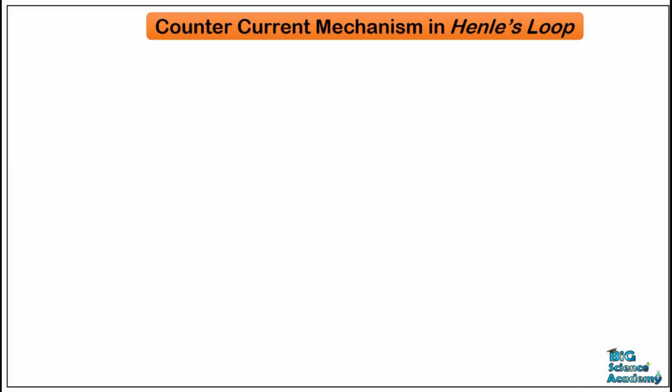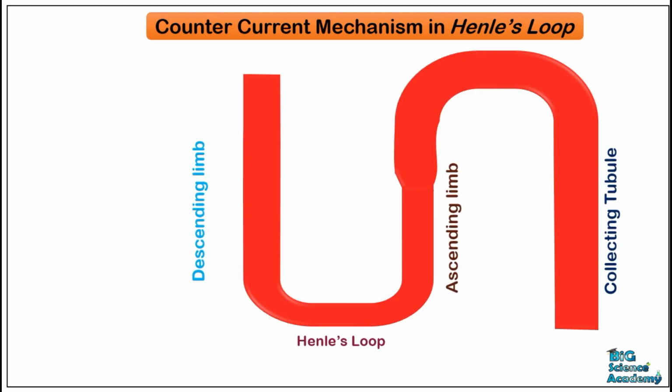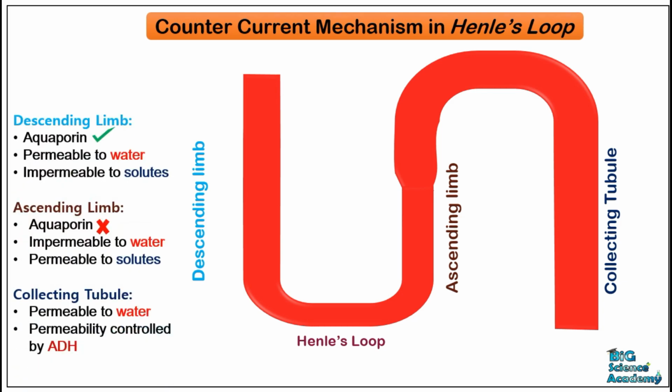Now the second one is Henle's loop and the countercurrent mechanism in the loop of Henle. So we all know that the tubular part of the nephron consists of the loop of Henle and collecting tubules, and the loop of Henle consists of two parallel limbs of renal tubules, and these two limbs run in opposite directions. They are the descending limb and the ascending limb. Before we discuss the countercurrent mechanism in Henle's loop, we have to know some special features of the descending limb, ascending limb and collecting tubule.